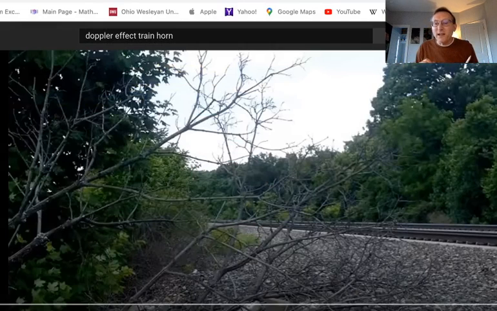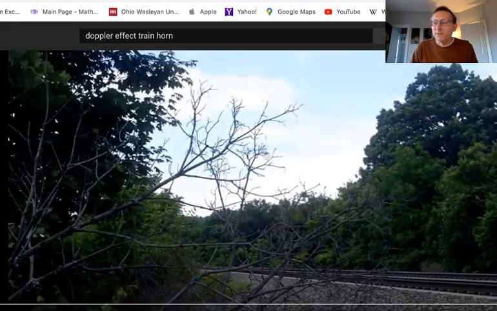So there we are, standing at the side of a railroad track somewhere out in the country. The train's going to be approaching any moment, and it's going to be sounding its horn. Here it comes.